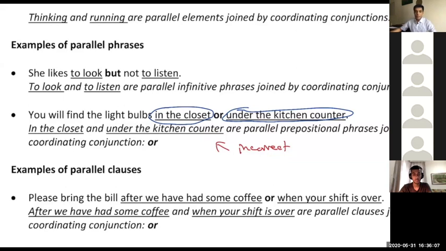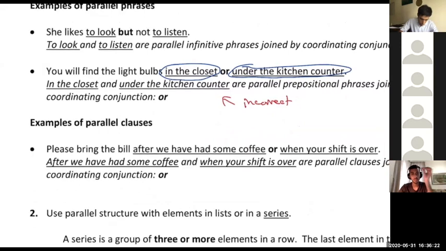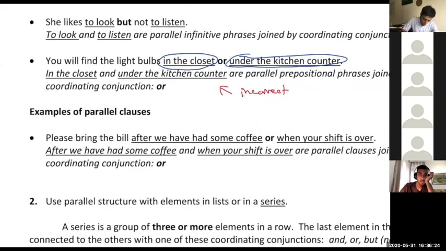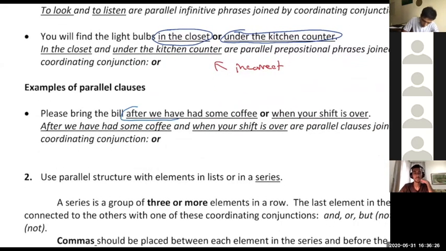Okay, cool. We'll stop here. It is difficult, right, to come up with incorrect ones, but you really want to know both the correct and the incorrect ones. We'll do some more. Let's keep going. Parallel clauses. Let's do this one: "Please bring the bill after we have had some coffee or when your shift is over." These are parallel clauses defining time, right?